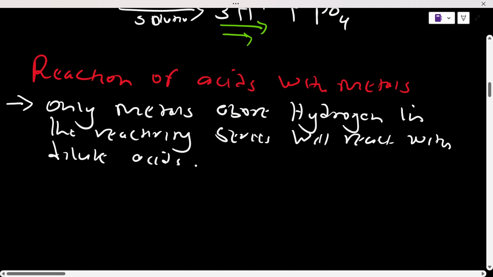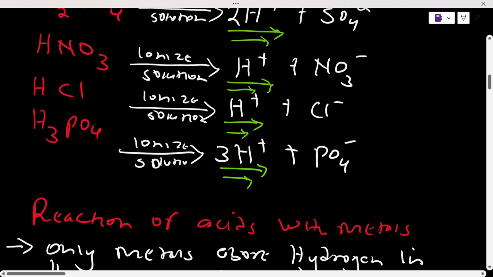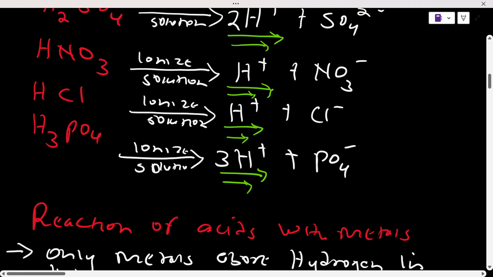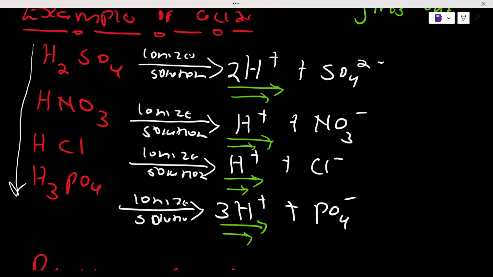Only metals above hydrogen, because the key thing in a reaction is I'm expecting an acid that we have here to react with any metal. These acids that we have here, all these acids, they are supposed to react with any metal. And for a reaction to occur, that given metal must be capable of removing or displacing hydrogen in these acids.